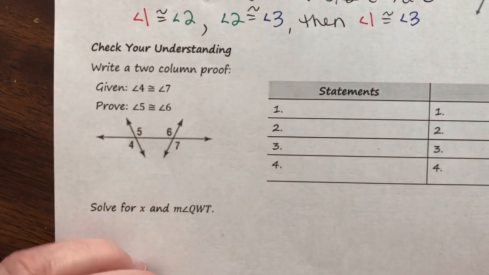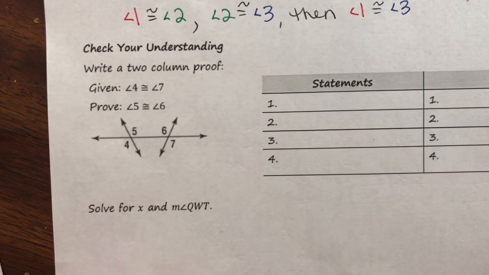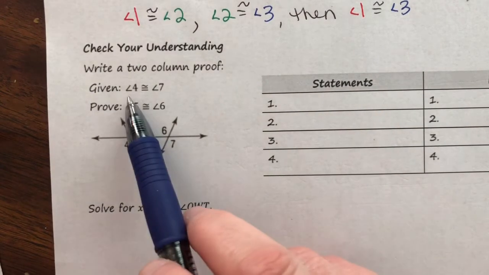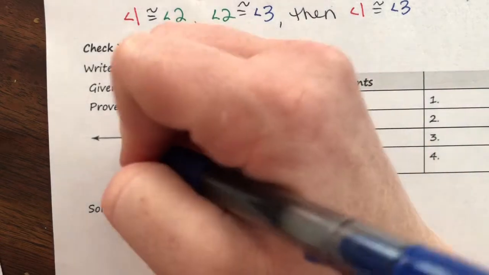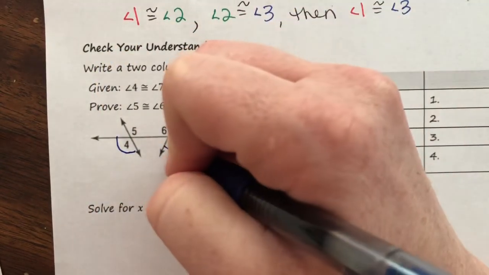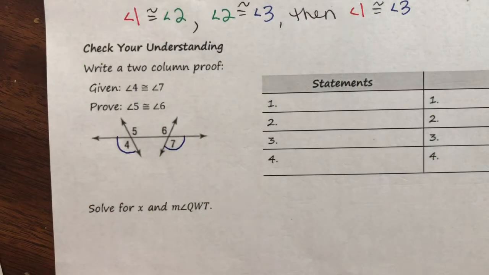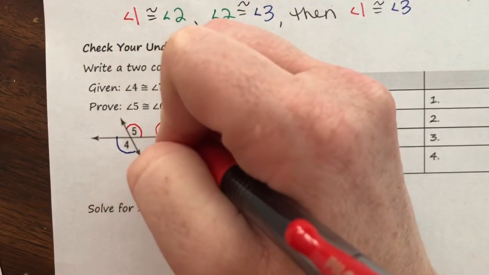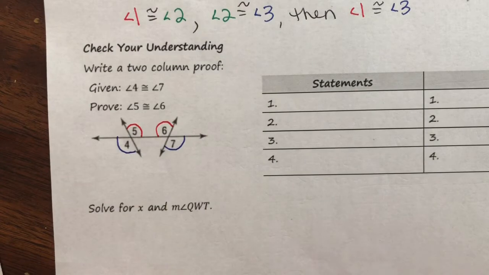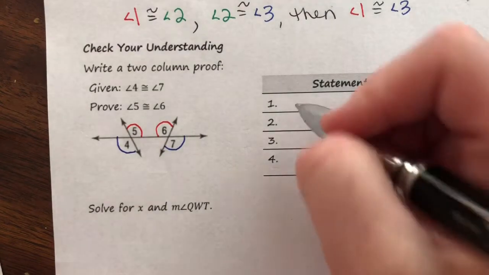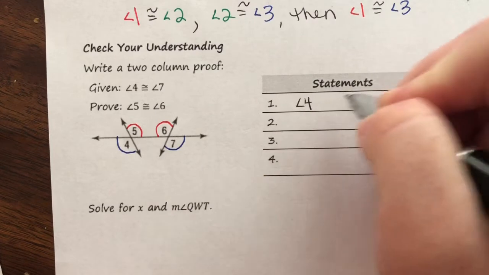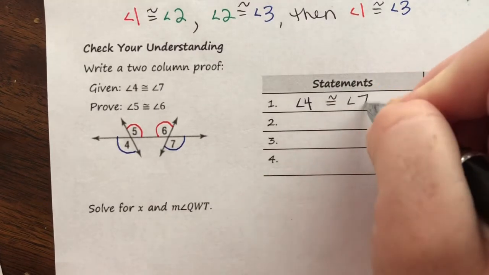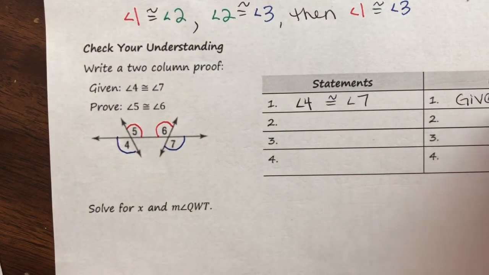Okay, last little bit. Check your understanding. Write a 2-column proof. And we're going to do this together because I told you I'm not expecting you to know how to do this first. Given that angle 4 is congruent to angle 7, here's angle 4, here's angle 7. I marked them congruent. We have to prove that angle 5 is congruent to angle 6. So we're trying to prove that this guy is congruent to this guy, right? That's our goal. First of all, I want to start off with the given statement. Angle 4, not 1, is congruent to angle 7, and that's given. Easiest step in a proof, right?